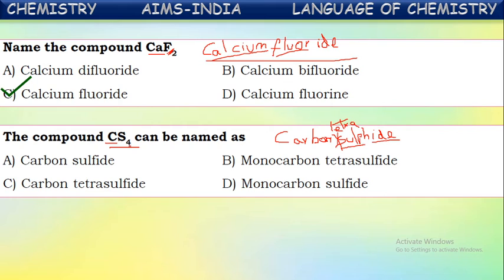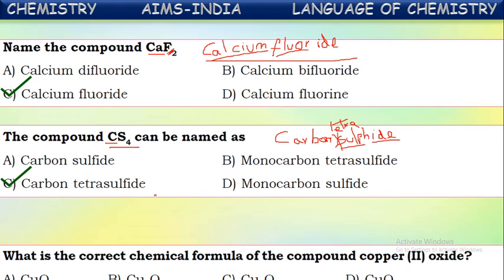But there are more than one sulfur atoms. So a prefix is to be attached before the sulfide, which represents the number of sulfur atoms in the molecule. There are 4 sulfur atoms. So the prefix becomes tetra. Carbon tetrasulfide is its name. Where is it? Yes, here.